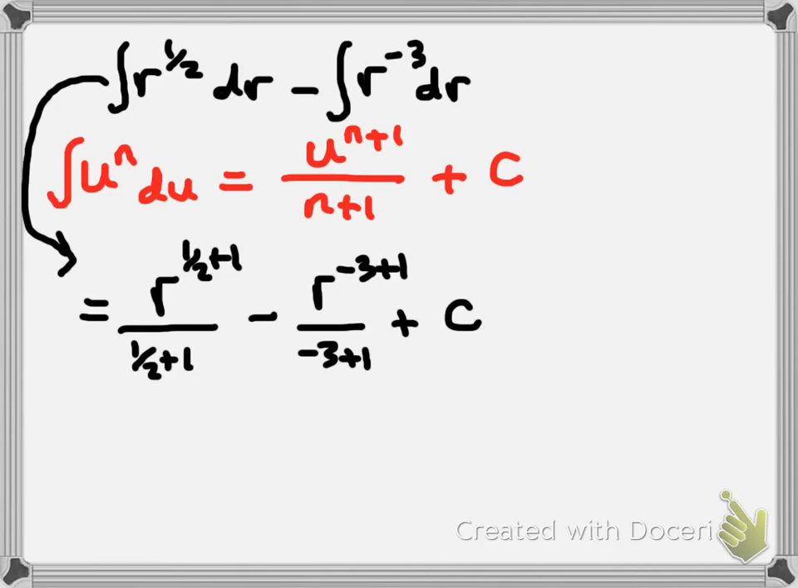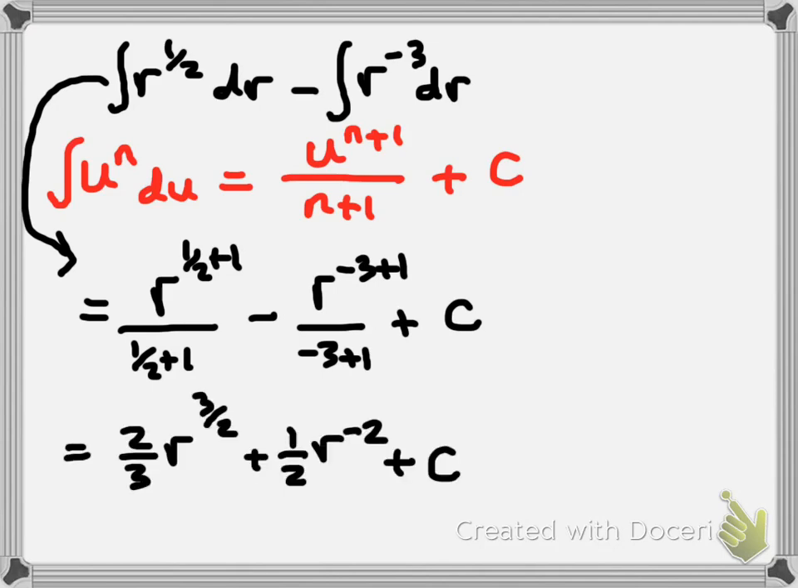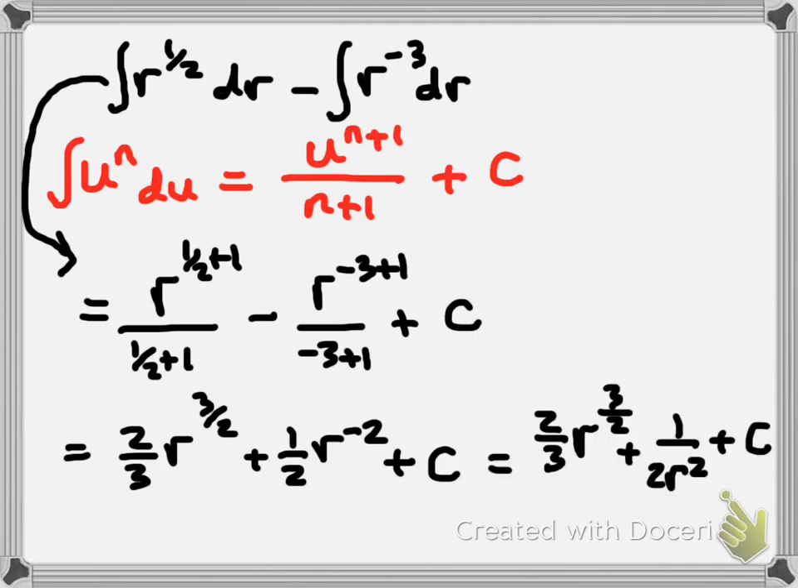Similarly, for r to the power negative 3, we'll add 1 to negative 3 and divide by the new exponent, negative 3 plus 1, plus the constant of integration, c. That will give us 2/3 times r to the power 3 halves plus half times r to the power negative half plus c. And finally, we'll have a result of 2/3 times r to the power 3 halves plus 1 over 2r squared plus c. Okay, so I hope that's clear.